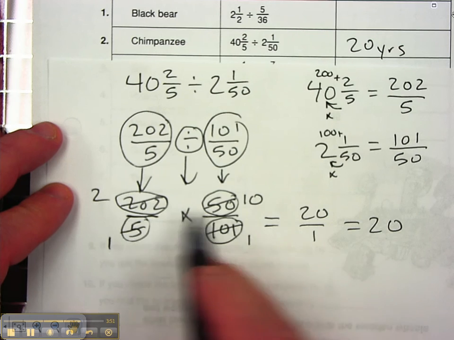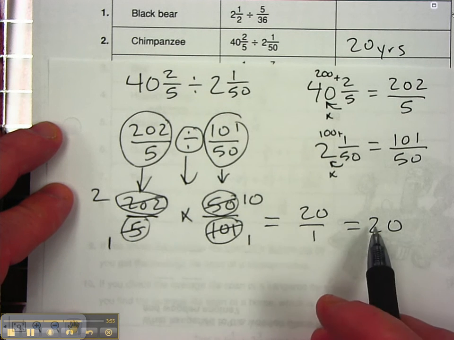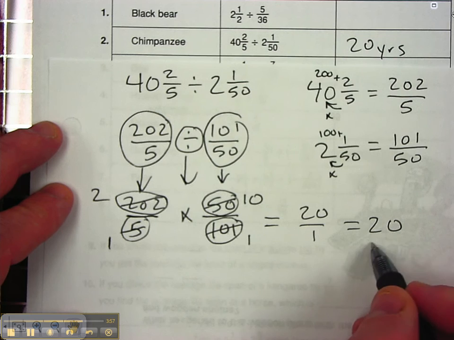Now, if you're not simplifying before you multiply, you can still get the answer. You'll just have a lot of reducing to do at the end, but you'll still end up at the same answer, 20.